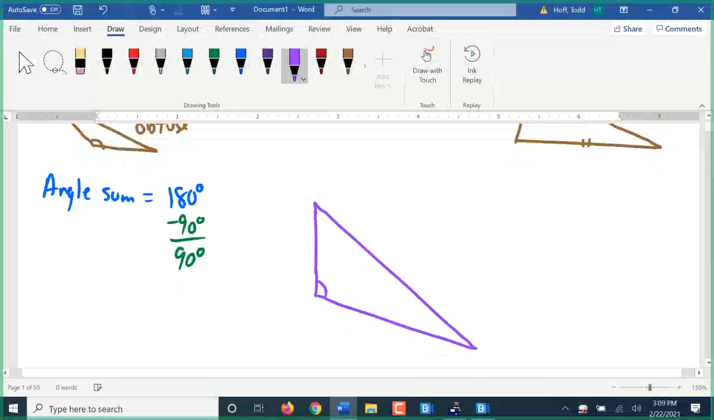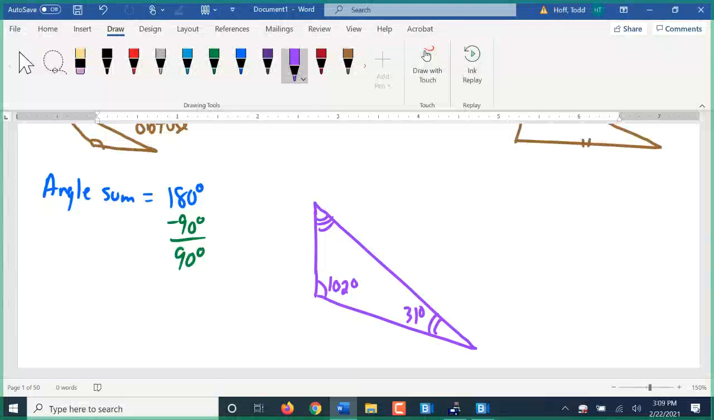Let's look at our angles here. Let's say this angle over here, let's call it 31 degrees. Let's call this one here 102 degrees. What does this angle up here have to be? 47, thank you. To make that add up to 180 degrees, it has to be 47 degrees.